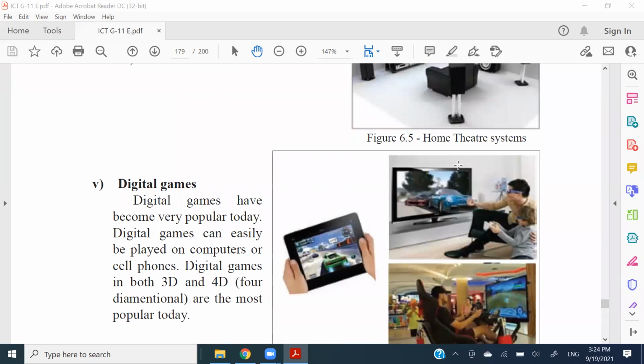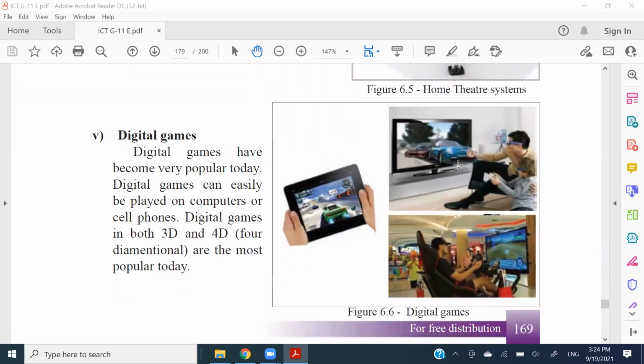And digital games. You know better than me. Games have gone to sky level these days. Earlier, back in my days, it was just starting as 2D with very raw images. Nowadays it has been going to 3D, 4D, sometimes 9D level type of things.